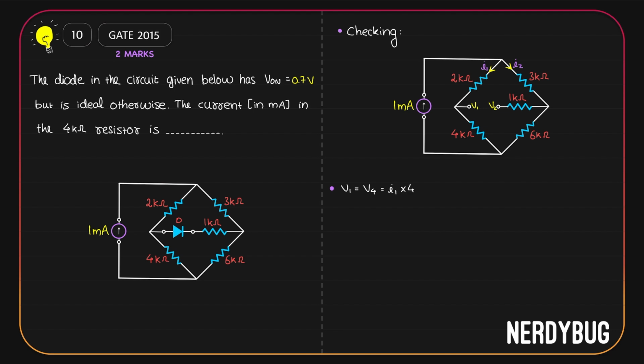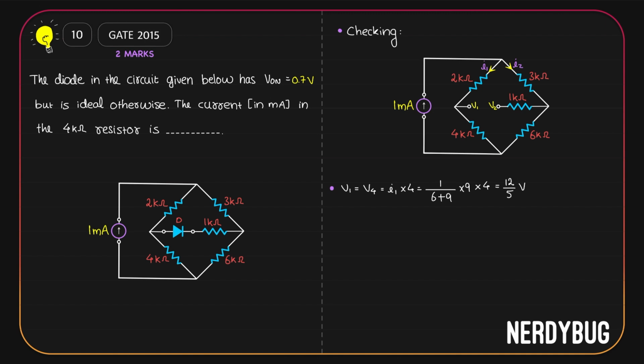Now what is I1? The 1 milliampere current has to split into 2 branches. One of the branches has 2 plus 4, 6 kilo ohm. The other one has 3 plus 6, 9 kilo ohm. So using current division, I1 will be 1 milliampere divided by the total resistance multiplied by resistance of the other branch. Multiplied by 4 will give us potential across the 4 kilo ohm. And this is 12 by 5 volt.